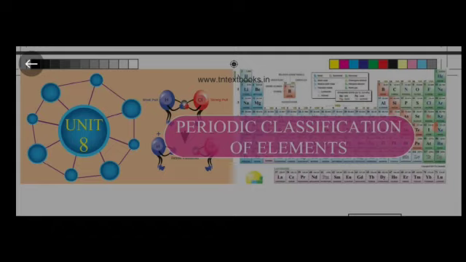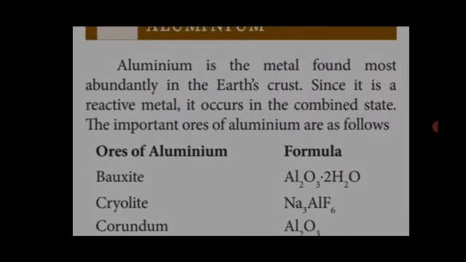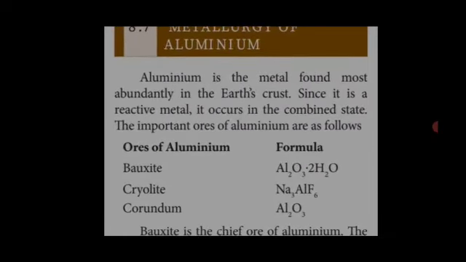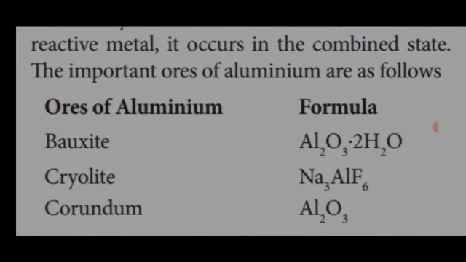In our previous section, we already discussed metallurgy of aluminium. Once again, recall the ores of aluminium. There are three ores available for aluminium. The first ore is bauxite. What is the bauxite formula? Al2O3·2H2O.